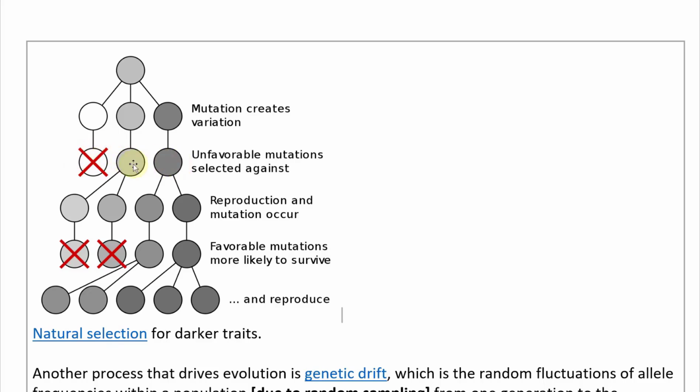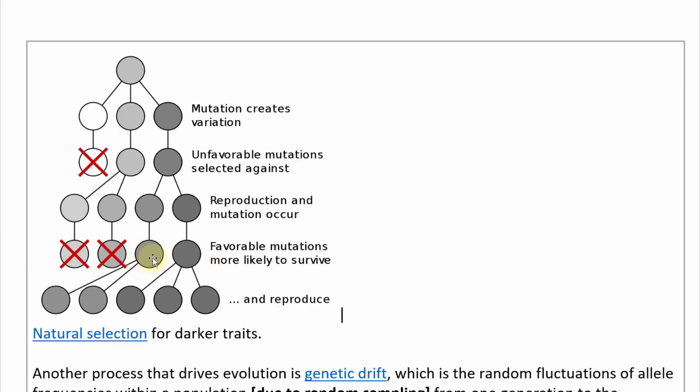Then you're just going to remain with these ones, and reproduction and mutation occur between these, and these have different shades of the dark skin, for example, or darker traits. Because you removed this one, their offspring get something like this. Reproduction and mutation occur, and then favorable mutations are more likely to survive. Let's say the darker ones are more likely to survive. These ones die out, and now the next reproduction, variation, or mutation.